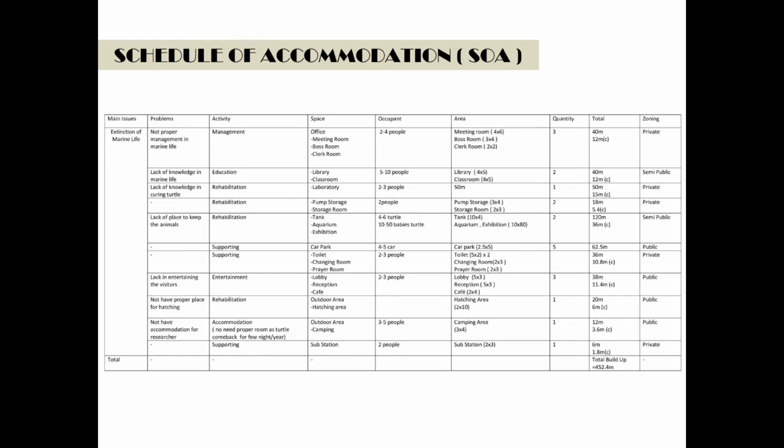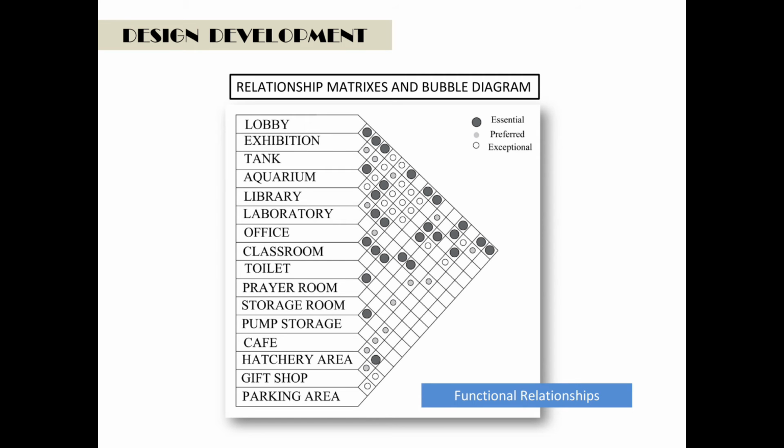Then for the schedule of accommodation, SOA, I found out that the main space in this building is the exhibition area, the second is the laboratory, aquarium, and tank, and the last is the administration and education, and the total build-up is around 452 square meters. Next, I tried to create the relationship matrix and bubble diagram. I found out that the laboratory must be near the tank and aquarium for rehabilitation purposes.